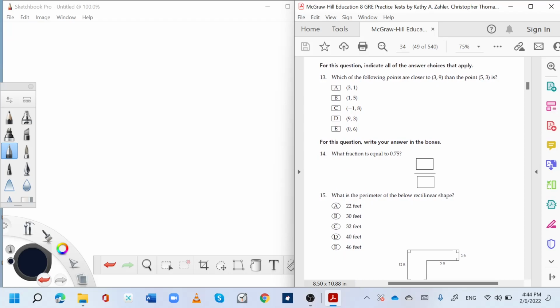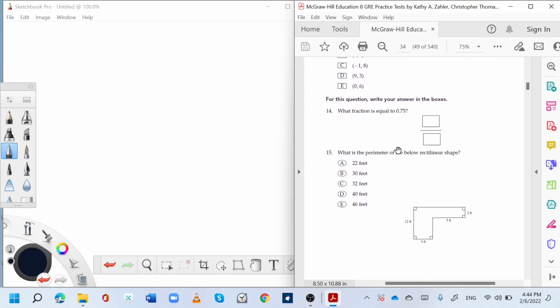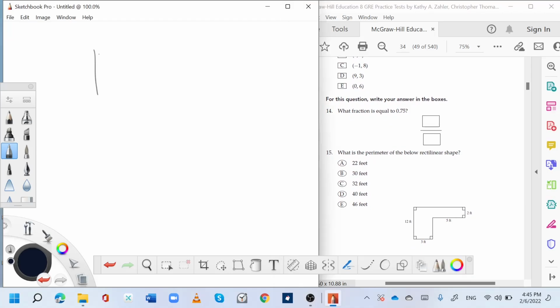What fraction is equal to 0.75? That's just ridiculous. That's embarrassing. 3 over 4. Okay. What is the perimeter of the below rectangular shape? And again, this is fairly embarrassing. What kind of math test is this for graduate students? I mean, if you're going into English or art or something, I guess. But just a regular general records exam? I don't think so.